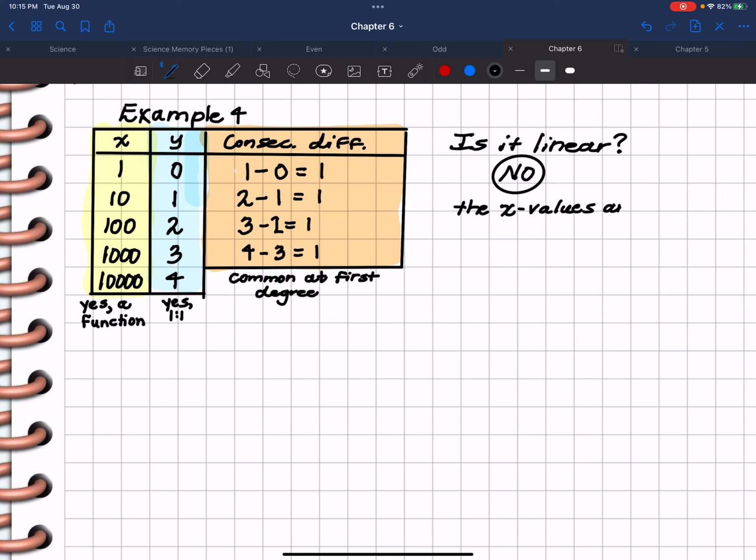They are not consecutive. They're not in order. They're not 1, 2, 3, 4. They're 1, 10, 100, 1,000, 10,000. Be careful here. Just because the consecutive differences appear to be the same, the problem is this. The x values are not consecutive, and therefore the differences are not consecutive.